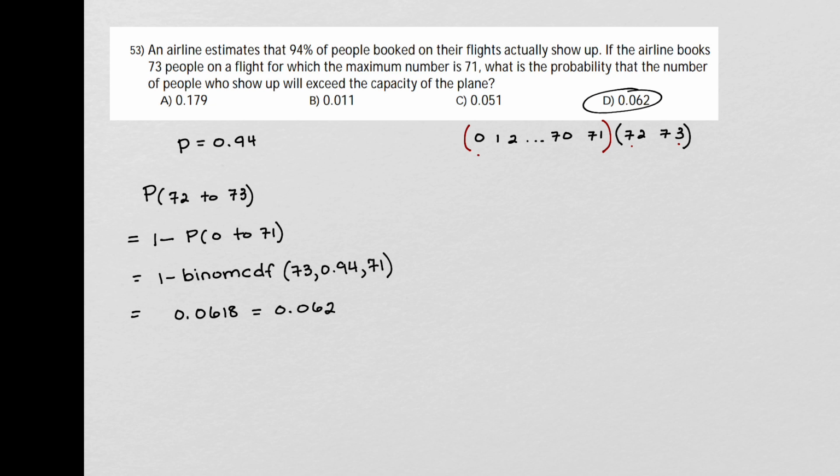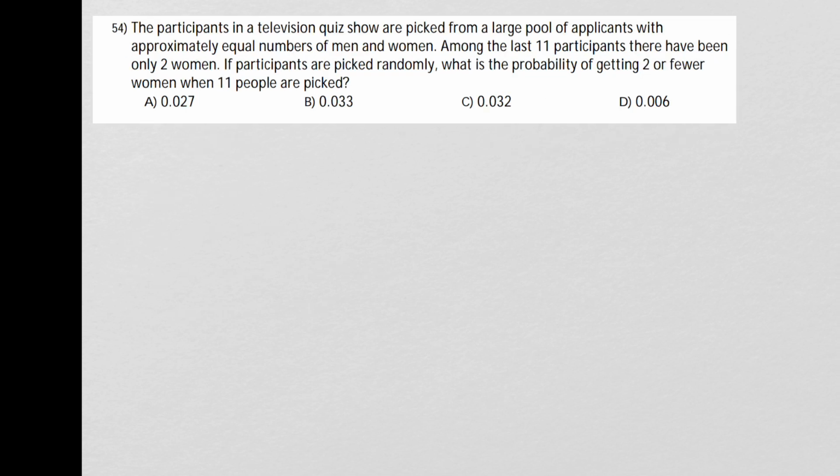Okay, let's take a look at the next one. Here it says the participants in a television quiz show are picked from a large pool of applicants with approximately equal numbers of men and women. We're looking for a probability about women. So the probability of selecting a woman should be 0.5 if that's approximately equal numbers.